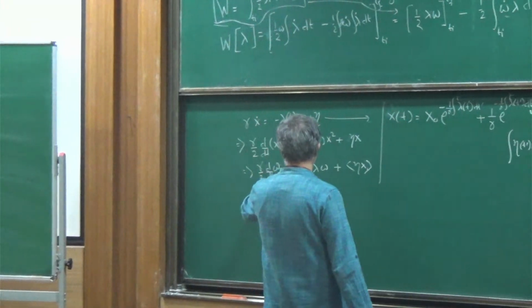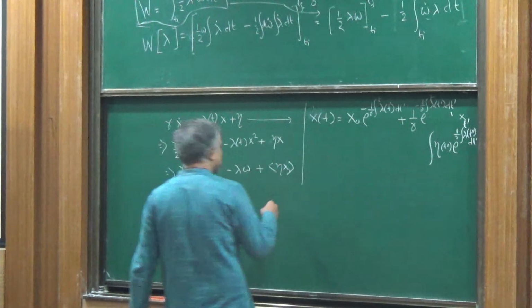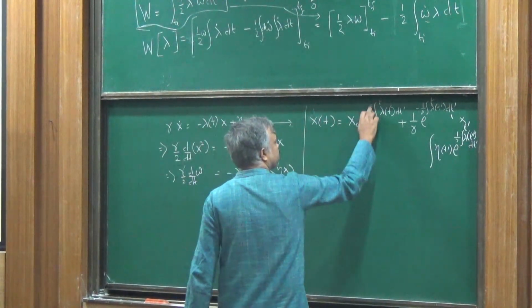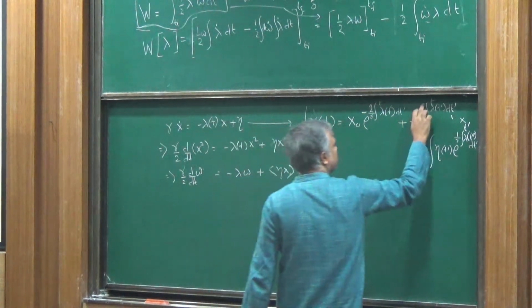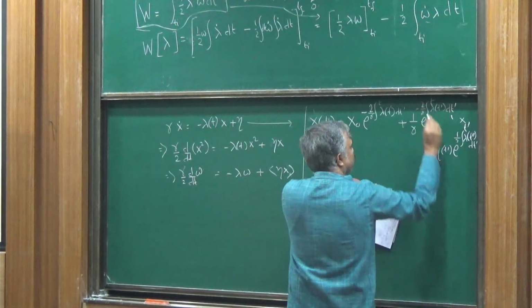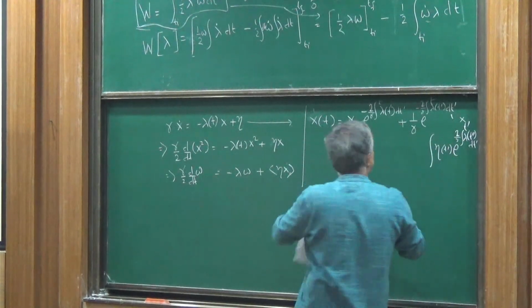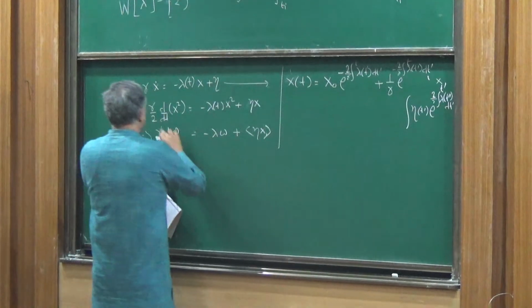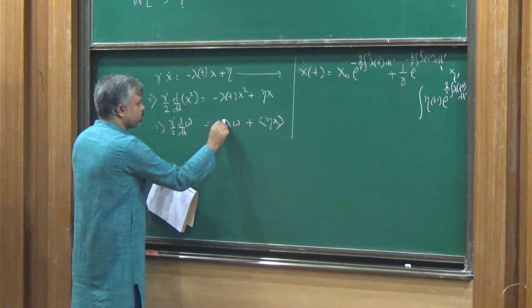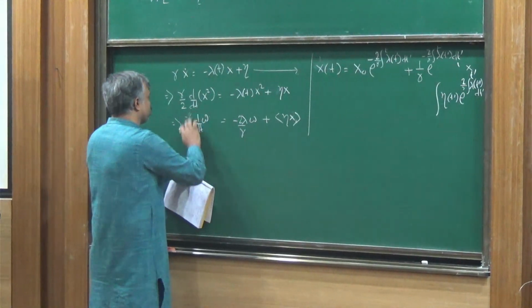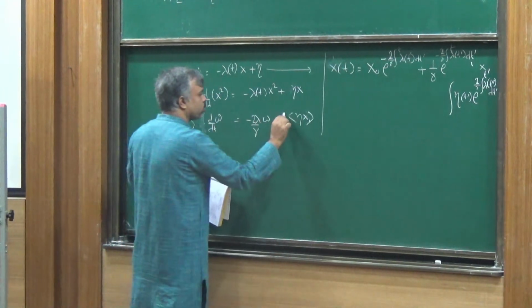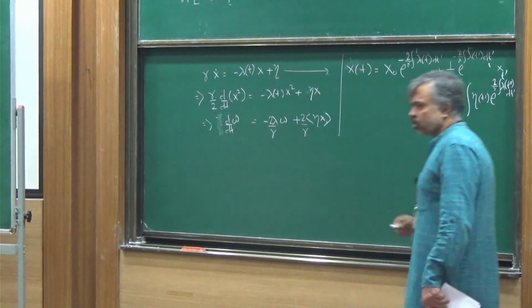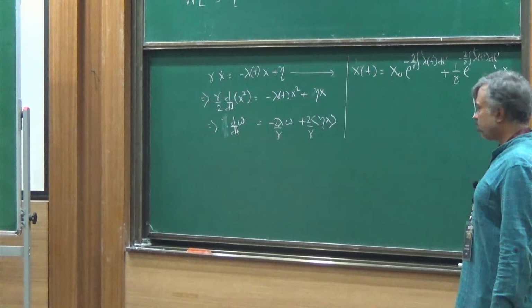Wait, so gamma by 2, so okay, you were right, so 2 by gamma will be there. Yes. Then 2 by gamma.